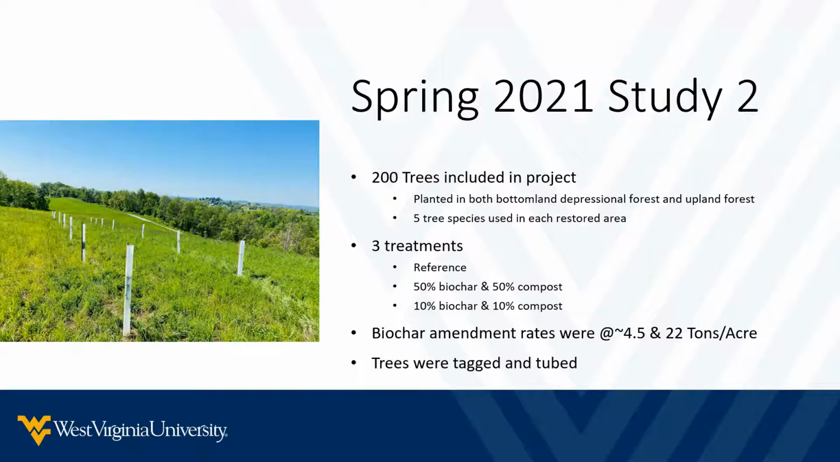As part of this project, Tara was able to get 200 trees included. They were planted in both, again, a bottomland depressional and an upland forest, a lot more in the upland forest habitat type here. And Tara was able to use 5 tree species in each of the restored areas. So kind of an interesting duplication of the other project, but in a totally different situation. These sites are not surface mine sites, but they were part of the energy development and originally may have been pasture or may have been treed, and now are being restored back to grasslands.